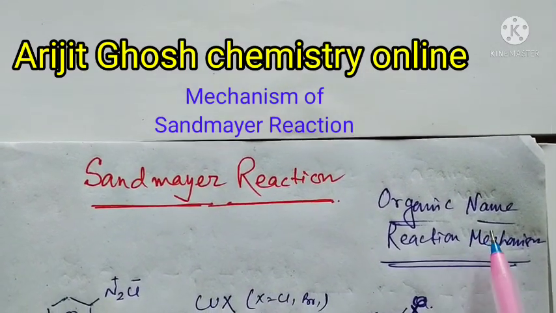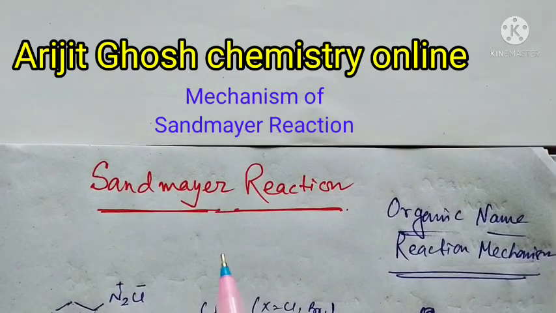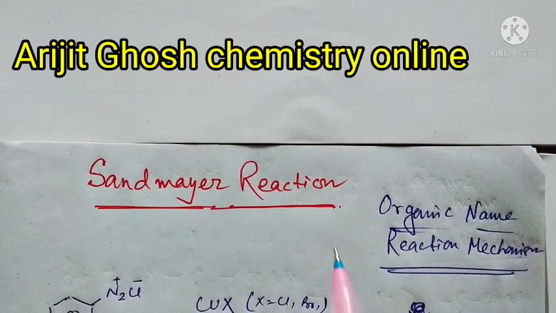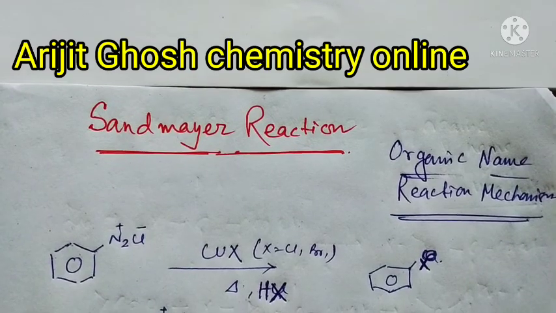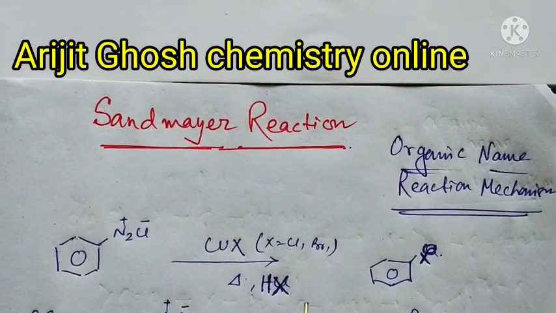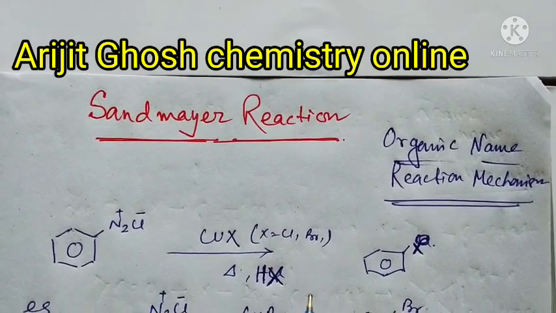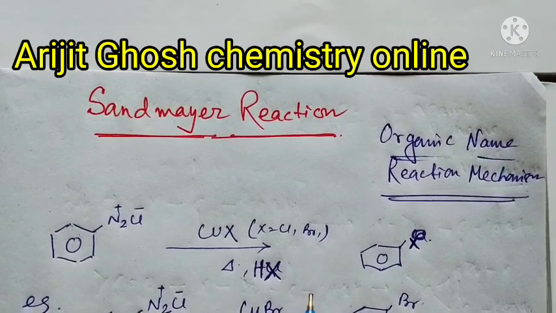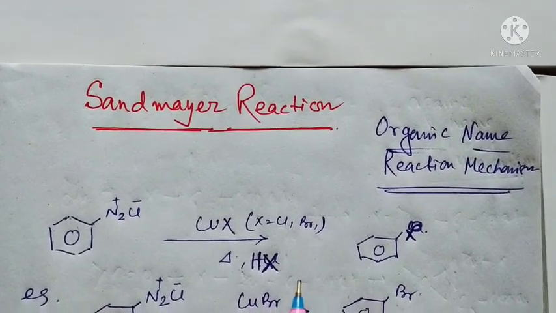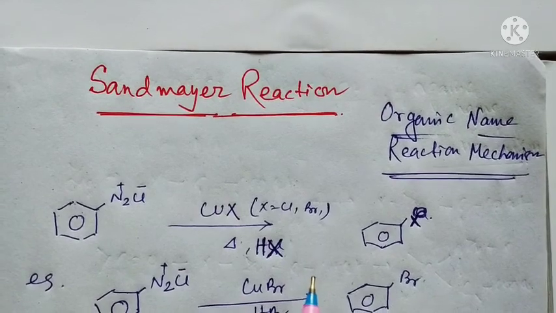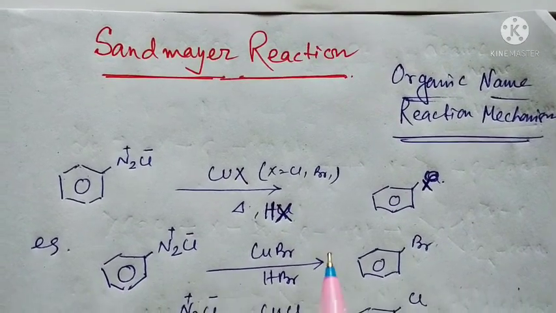Today in our organic name reaction mechanism, we are going to study about the Sandmeyer reaction. This is the reaction by which the diazo group of a diazonium compound is replaced by the halogen atom in presence of respective Cu+ halides. Chlorobenzene and bromobenzene are conveniently prepared by this benzene diazonium chloride.